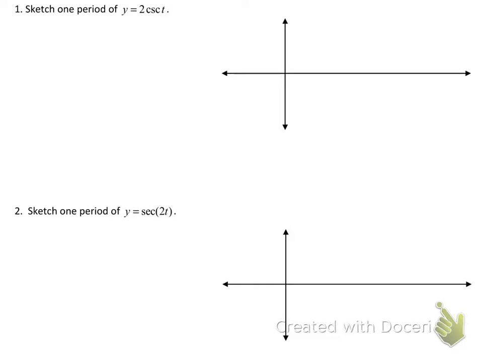So the first thing we need to do is, we know that it's cosecant, but we need to identify what's happened to it. So we actually have stretched this. It's been stretched vertically. And we know this because of the 2 in front, which tells me that my amplitude, which is affected by any stretch or compression, equals 2.